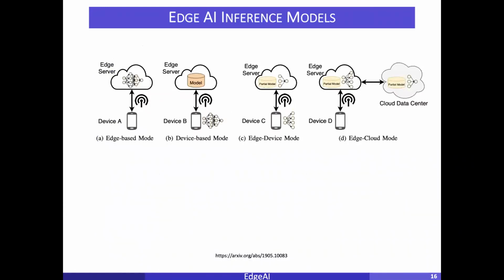These are the AI inference models, right? You have an edge server, and you do everything in the edge server. You do it device-based. You have your model on the edge, and you do inference on device, and then you do partial. You have a partial model in the edge and a partial model on device, and you have a partial model across the edge and cloud, and you do the inference on device. These are the four edge AI inference models.